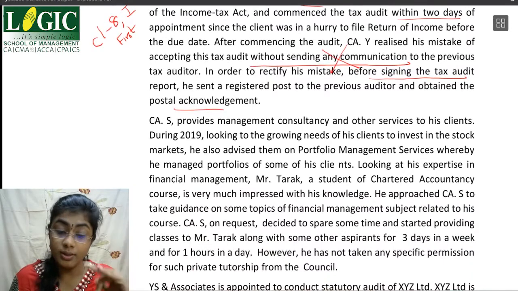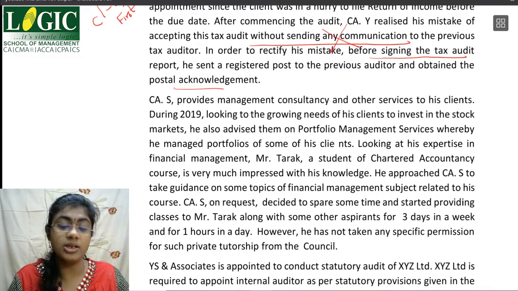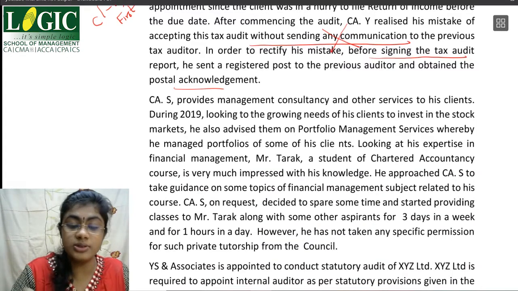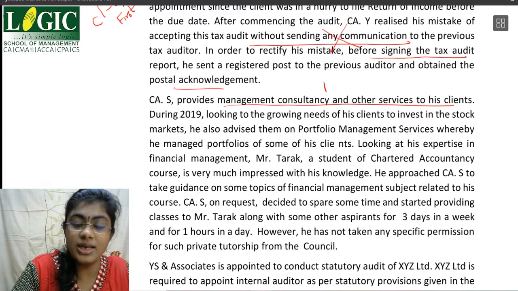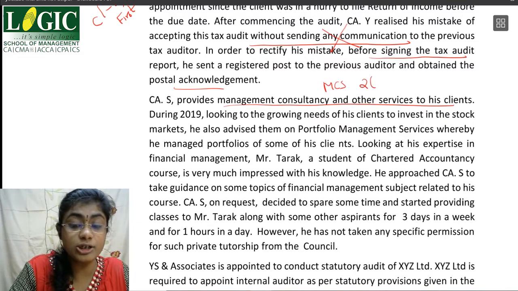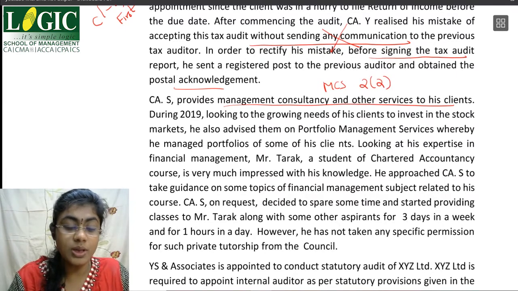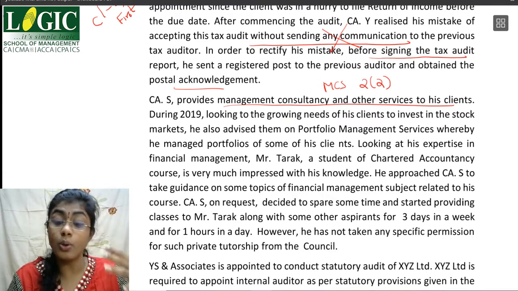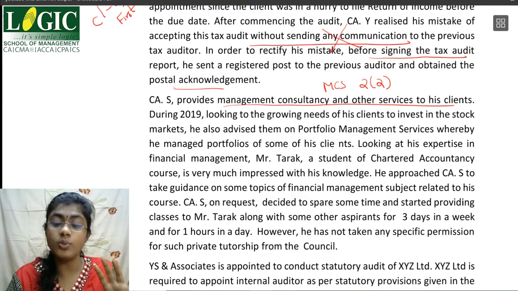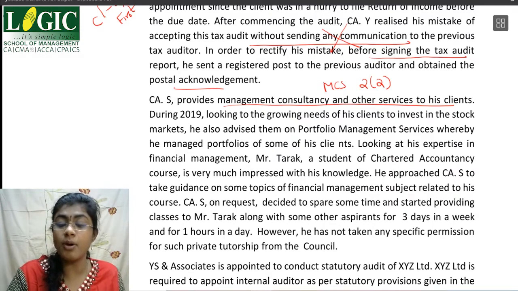Moving on to the next paragraph. CAS provides management consultancy and other services to clients. We call it MCS, Management Consultancy Services, under section 2.2 of our CA Act. During 2019, looking to the growing needs of his clients to invest in the stock exchange, he also advised them on portfolio management services whereby he managed the portfolio of some of his clients.